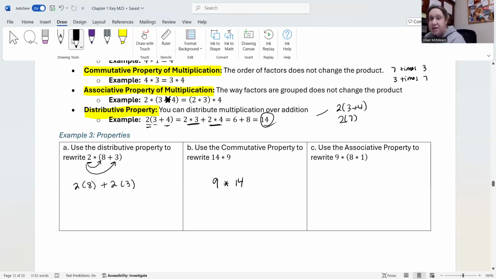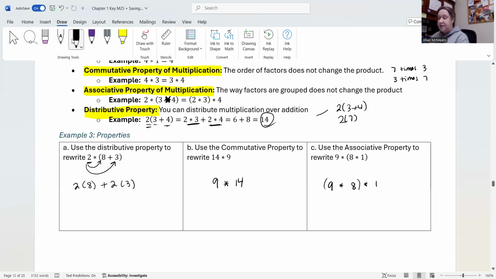All right, finally for part C, it says use the associative property to rewrite 9 times 8 times 1. Well, the associative property is not about changing the order. It's about changing the grouping. So the first thing I would do is I would come down here and I would rewrite those numbers in exactly the same order. Okay, I have 9 times 8 times 1. But in the original problem, we had 9 times, in parentheses, 8 times 1. All we want to do to apply the associative property is just regroup the numbers. We don't want to group the 8 and the 1. Now we're going to group the 9 and the 8. We would get the exact same answer.